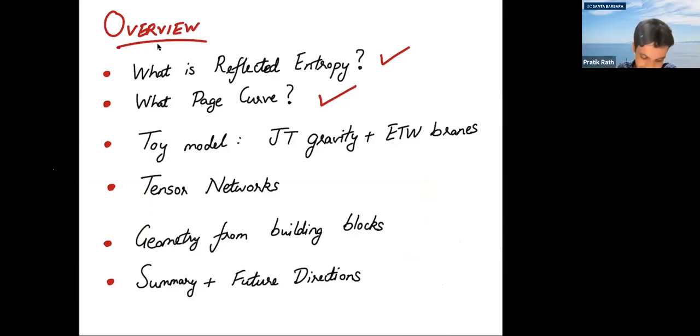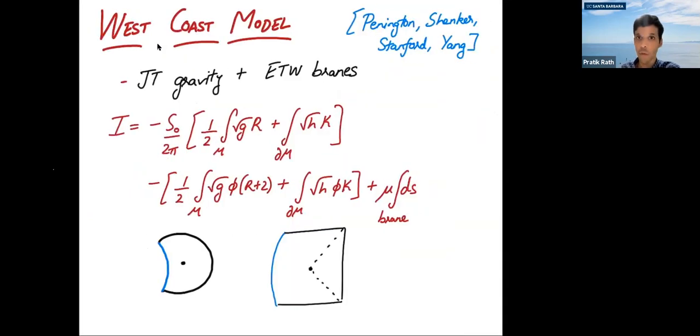Thank you. Okay, good. So the toy model that I'm going to talk about is what's called the West Coast model. In this paper by Pennington, Shenker, Stanford, and Yang, they described a very simple tractable model, which could be thought of as a model for black hole information. In that context, they derived the entanglement entropy Page curve. And so I'd like to use the same model to understand the reflected entropy, and it'll also turn out to be quite tractable. So let me start by describing this model first.